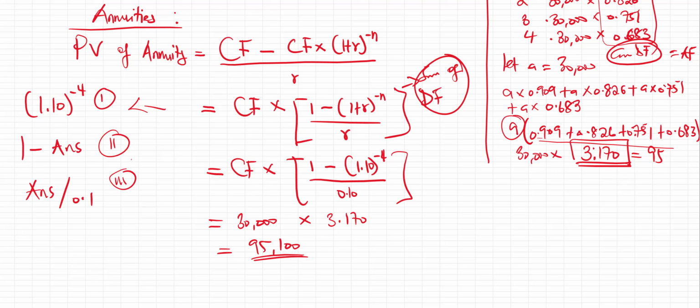You get 3.169, or 3.170. Did it make sense? So on your calculator, you just discount to the last year. Do 1 minus the answer. When you finish, you divide by the rate. You are going to get the annuity factor. And the annuity factor is the sum of all discount factors for that period. Okay? Hello?